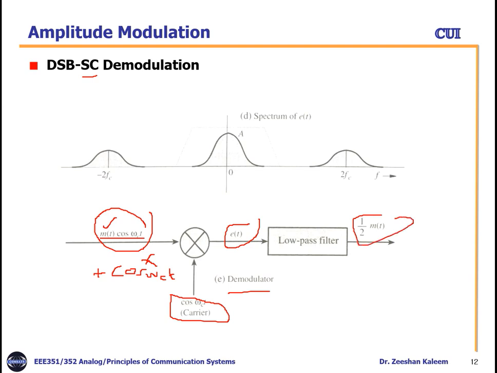This is the spectrum, how it looks. This is our message signal residing in the center, at lower frequency, for example 0 to some bandwidth B, and these are at twice the carrier frequency, 2fc and minus 2fc. Our desired spectrum is this one. To remove the others, we pass it through the low pass filter. The low pass filter will ignore these two non-desired signals, and finally we get half m of t.